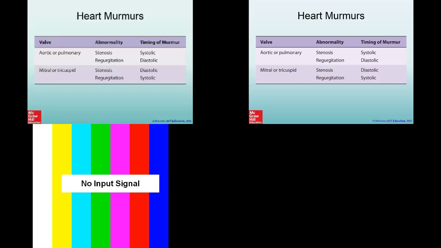In the case of the AV valves, the mitral valve and the tricuspid valve, stenosis is going to give you a diastolic murmur, and regurgitation occurs during systole. So they're opposite.